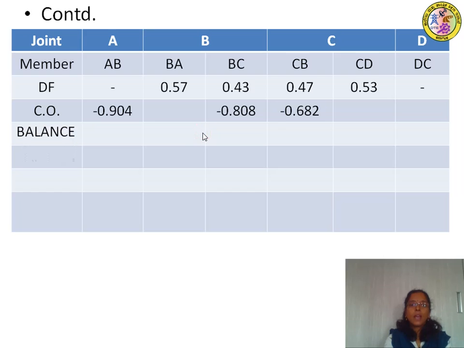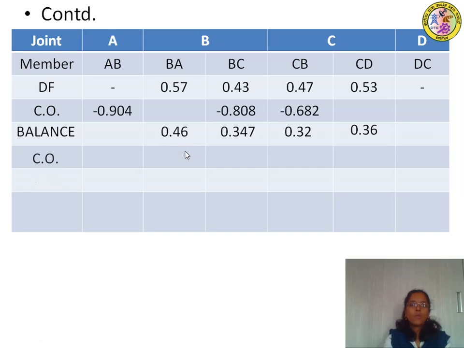So next is balancing. Joint B is imbalanced by minus 0.808, therefore balancing moment will be plus 0.808. So 0.808 into 0.57 will be equal to 0.46, and 0.808 into 0.43 will be equal to 0.347. Joint C is imbalanced by minus 0.682, therefore balancing moment will be plus 0.682. So 0.682 into 0.47 will be equal to 0.32, and 0.682 into 0.53 will be equal to 0.36.